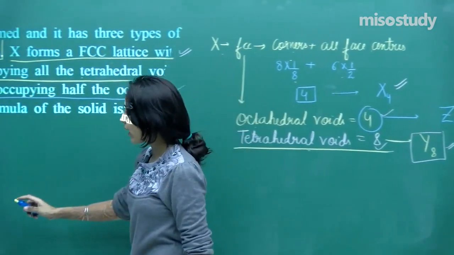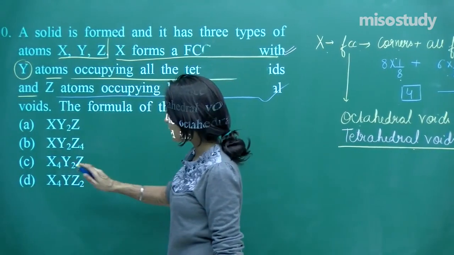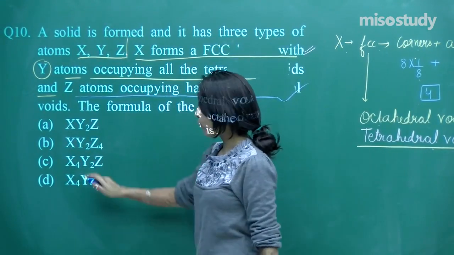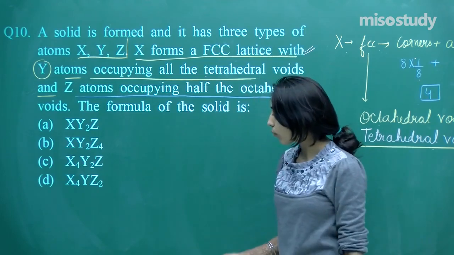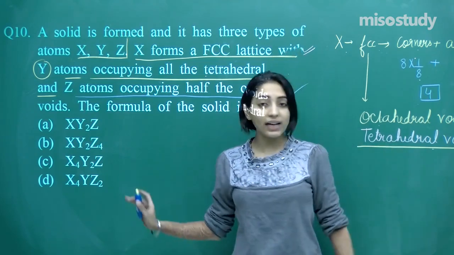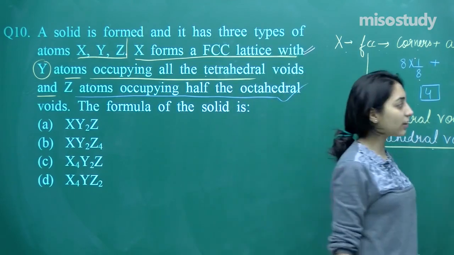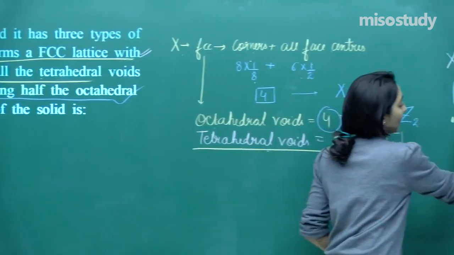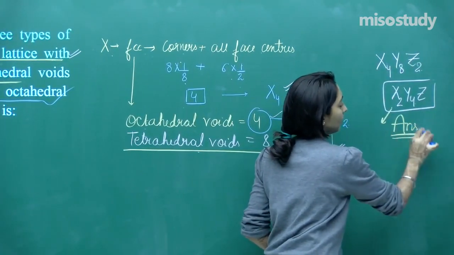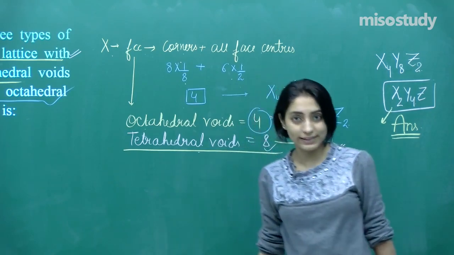So there will be 2 X atoms. So guys, the final answer, it may not be there in the options because of some misprinting, but the final answer of the question will be X2 Y4 Z.